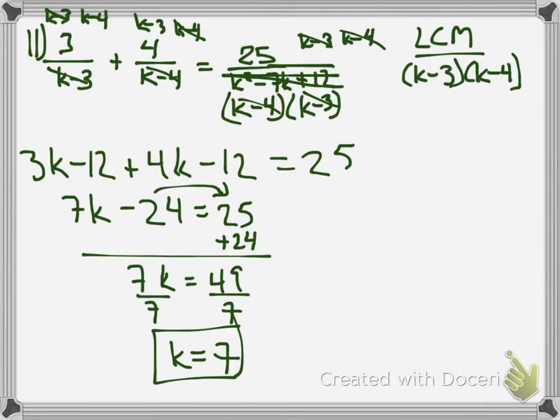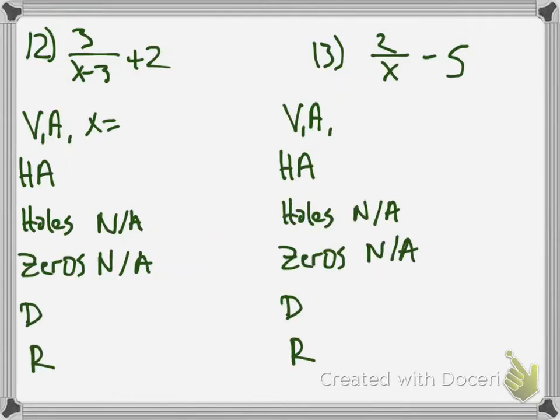Anyways, let's go to the next part and look at the back half, the back problems, numbers 12 through 15. Remember on 12 and 13, when there are no factors in both the numerator and denominator, just a factor in the denominator, then you don't have any holes or zeros, so those would be NA. The vertical asymptote would be the opposite of whatever's with the x, so x minus 3 gives positive 3. And the horizontal asymptote would be the number after the fraction, exactly as it is, so y equals 2.